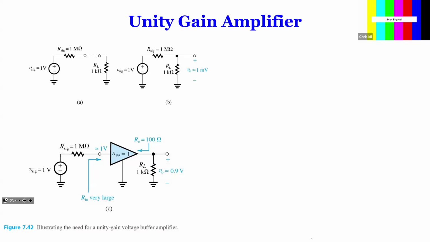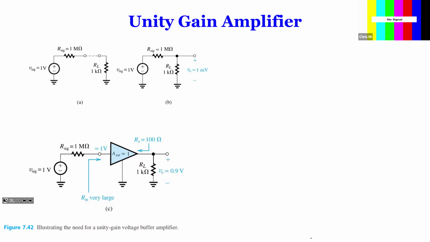gain amplifier, what is unique about this unit gain amplifier is there are 3 things. The gain is approximately 1, so it's like unit gain. Second, the input resistance is very large. It could be just infinity, very large. So if this is very large, how large?